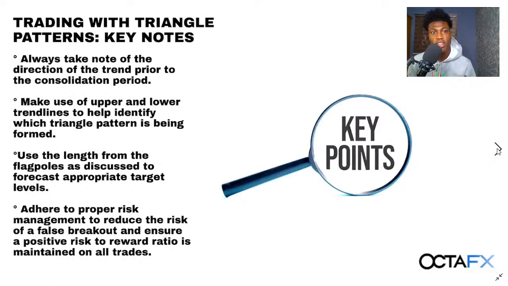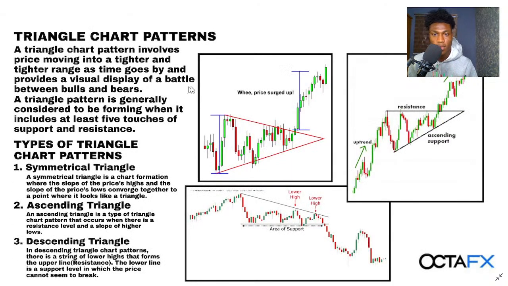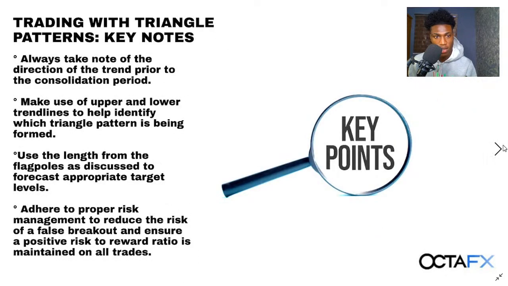The second one is make use of upper and lower trend lines to help identify which triangle pattern is being formed. Like I said in the previous webinar, I told you guys about how to use trend lines and determine uptrends or downtrends. So these lines that you see here are actually trend lines. So you're going to make use of your trend lines to help you identify which triangle pattern is being formed.